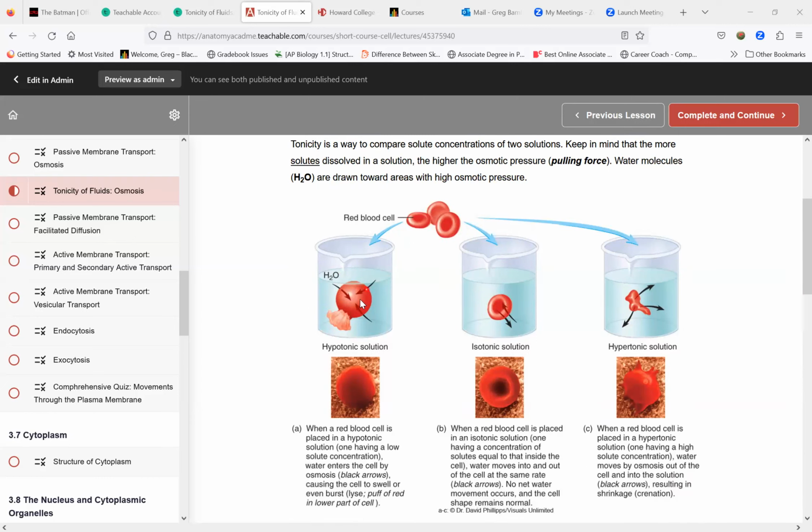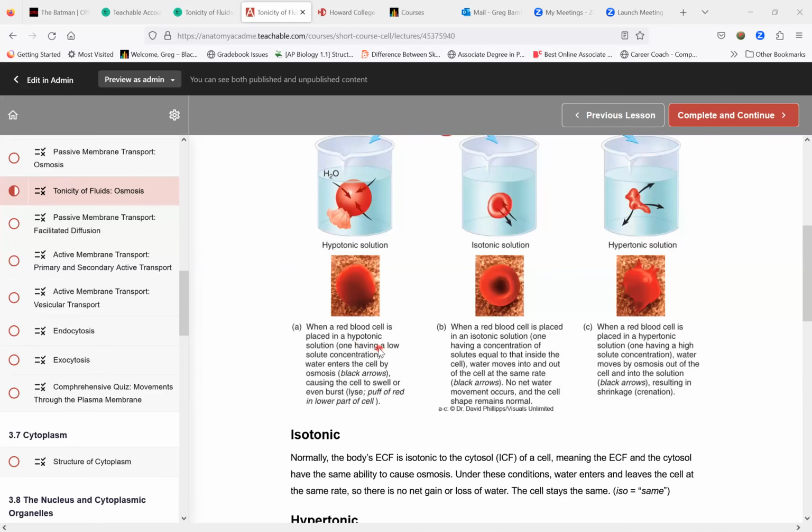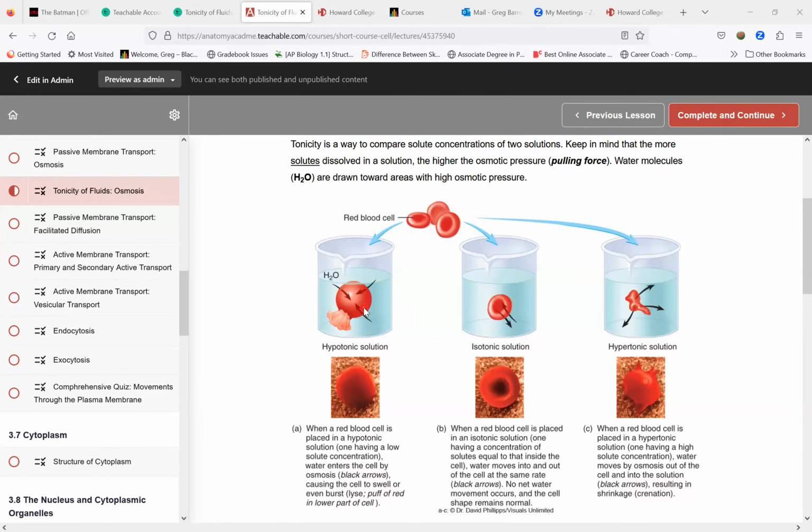Well, this environment is the cell has more solute on the inside. It has a higher osmotic pressure, a higher pulling force compared to the outside. When a red blood cell is placed in a hypotonic solution, having a low solute concentration, water enters the cell by osmosis. And this is showing it bursting. Sometimes you see it being filled up all the way.